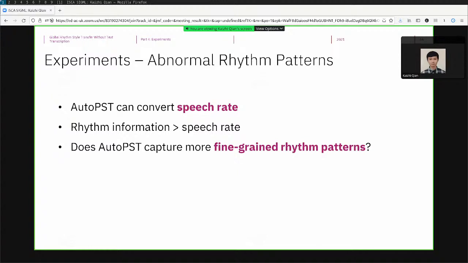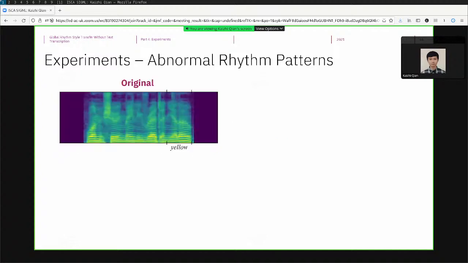To test this, we artificially create some abnormal rhythm patterns and see if auto-PST can correct it. Specifically, here is the original normal speech.